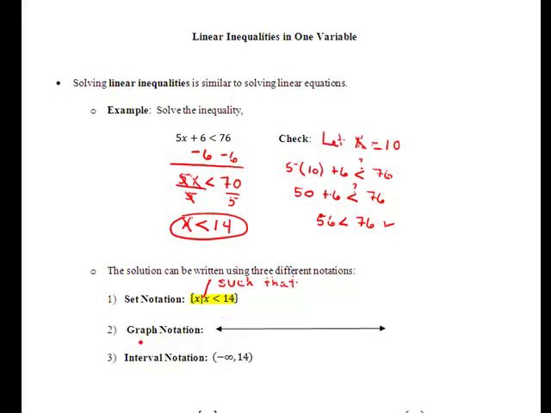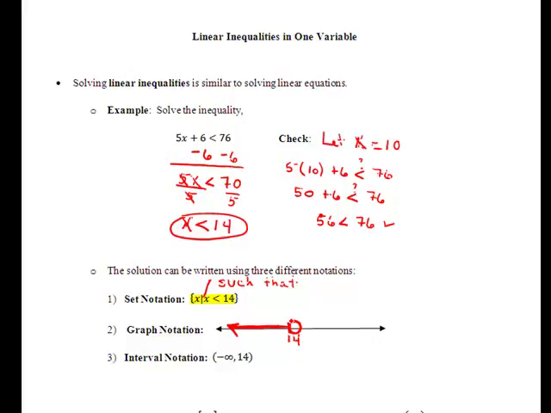Then we can graph our answer. The graphing notation. And here we have our number line, and all I do here is put my number 14. And what we want to do is, because x is less than 14, we want to shade our number line to the left of 14. Those are all of the x values that are smaller than 14. Now here at 14, because x is strictly less than, we will use an open circle, because it doesn't actually include 14.